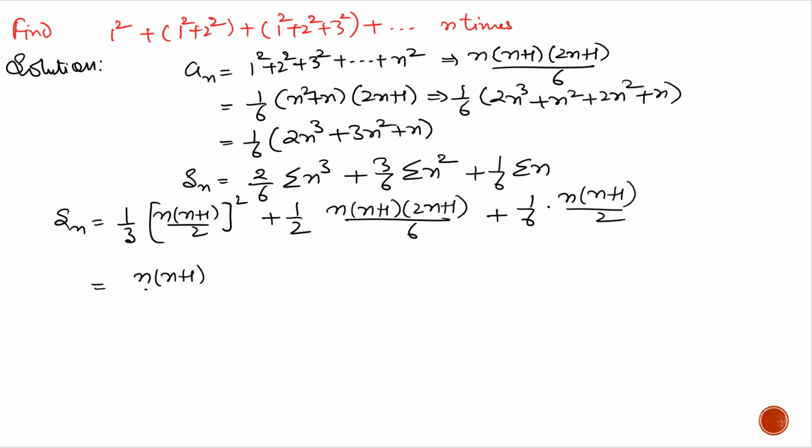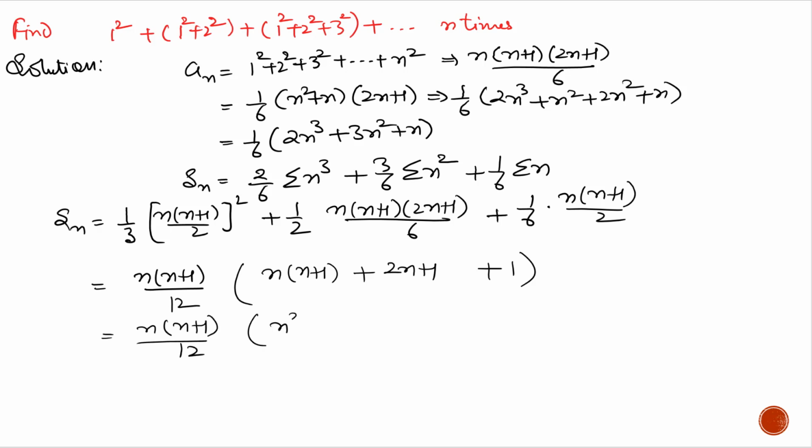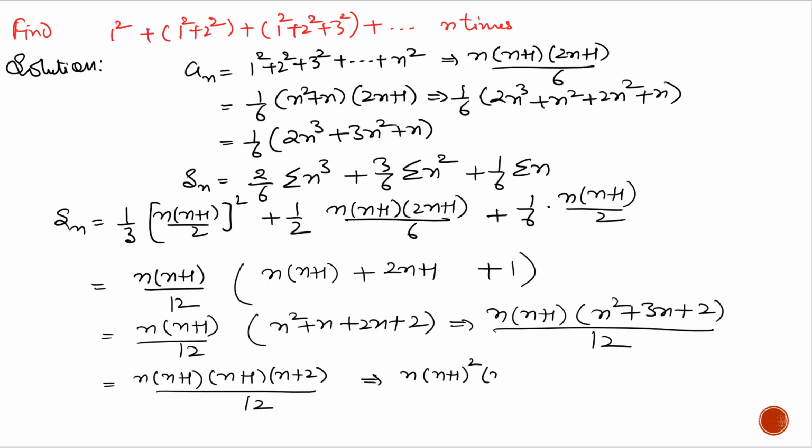When we take n into n plus 1 upon 12 common, we'll get in the bracket n into n plus 1 plus 2n plus 1 plus 1. After further simplification, we'll get the answer n into n plus 1 into n square plus 3n plus 2 divided by 12, which equals n into n plus 1 whole square multiplied by n plus 2 divided by 12.